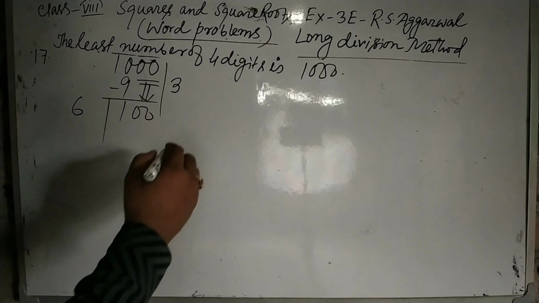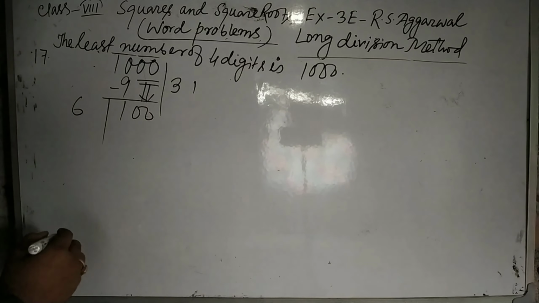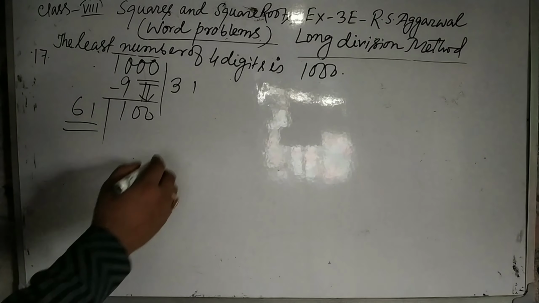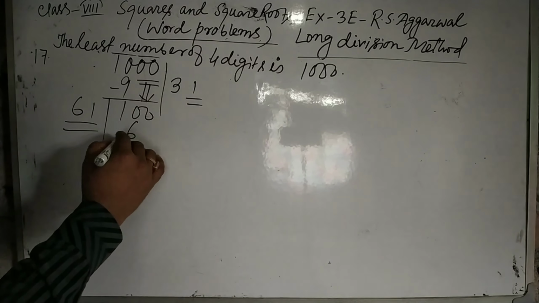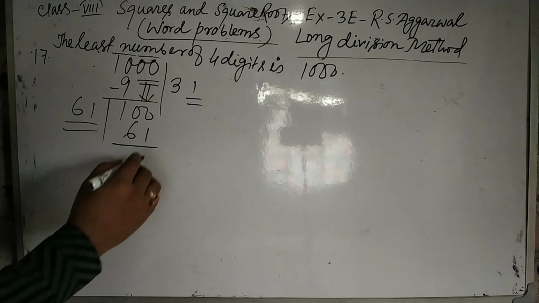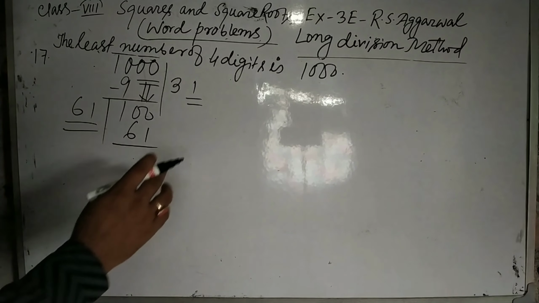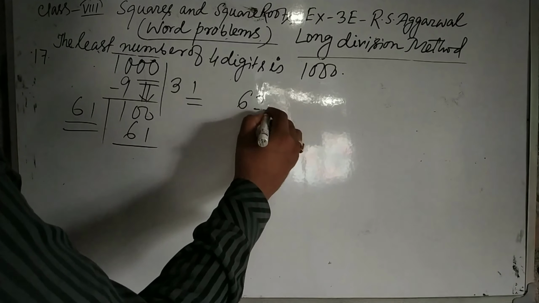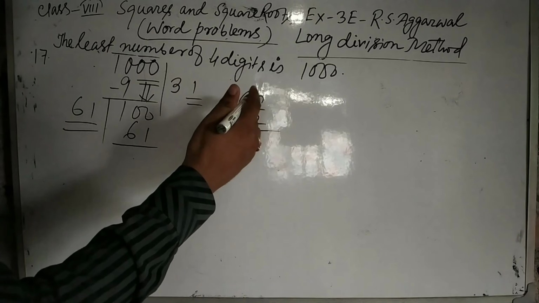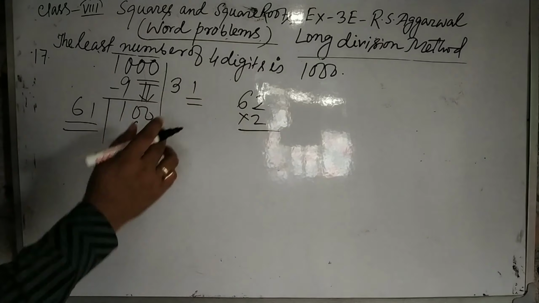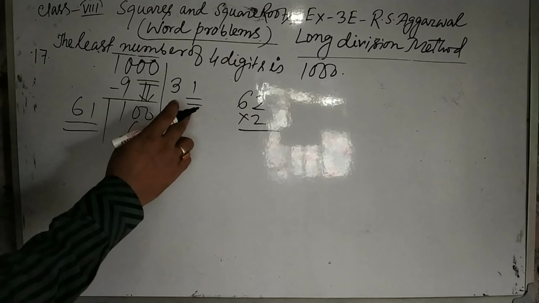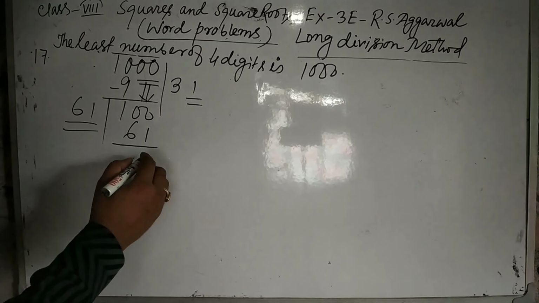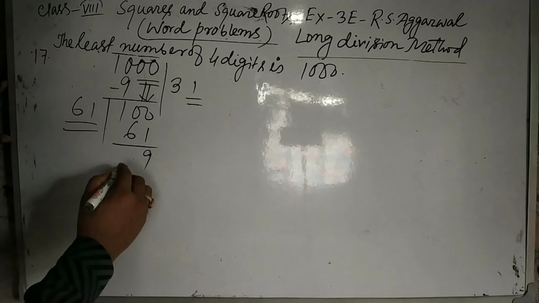Now look, if we write 1 over here and 1 here, then the number is 61. 61 into 1 gives you 61. Instead of taking 1, if you take 2, then it would have been 62 into 2. Obviously this is greater than 100, so we have to take 1. Now subtract 9, 3.